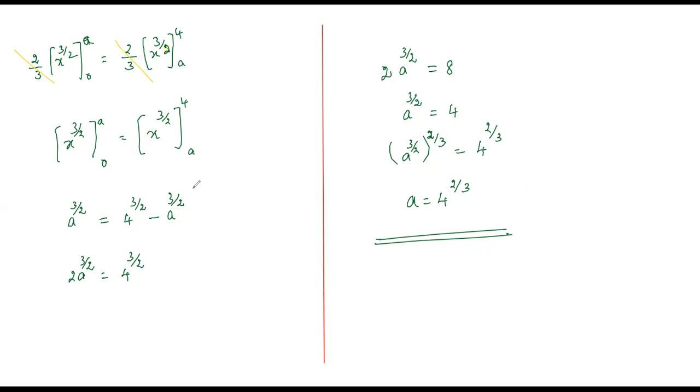Now bring this a power 3 by 2 to the left side, it becomes plus a power 3 by 2. So you get 2 times a power 3 by 2 is equal to 4 power 3 by 2. Okay, 4 power 3 by 2 is 8. So 2 times a power 3 by 2 is equal to 8, and taking the 2 to the right side, 8 by 2 is 4. Now raising to the power 2 by 3 on both sides, 3 and 3 get cancelled, 2 and 2 get cancelled, and you can find a. So a is equal to 4 power 2 by 3.